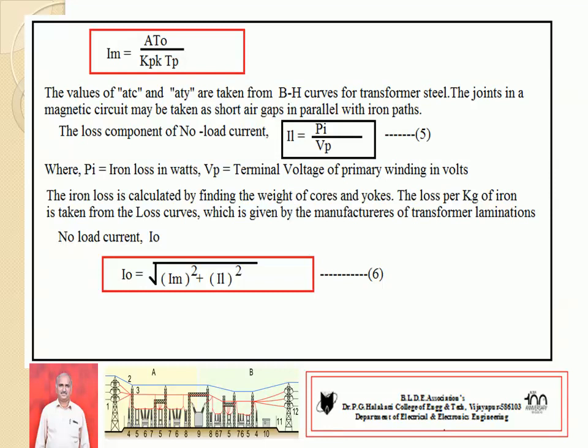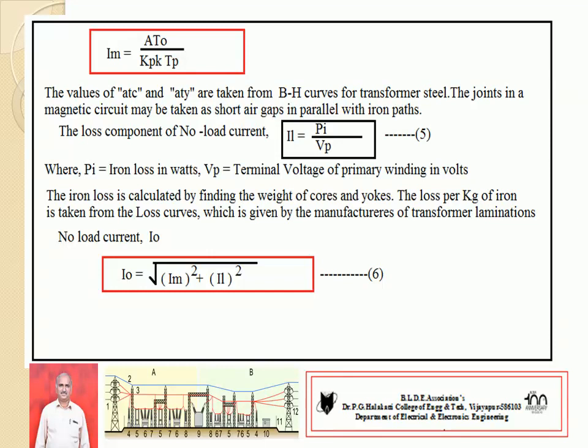Then what is the value of flux density in the yoke? The respective value of ampere turns is taken from the BH curves. It is also referred to as the BAT curve for the respective transformer steel. The joints in the magnetic circuit may be taken as short air gaps in parallel with iron paths.